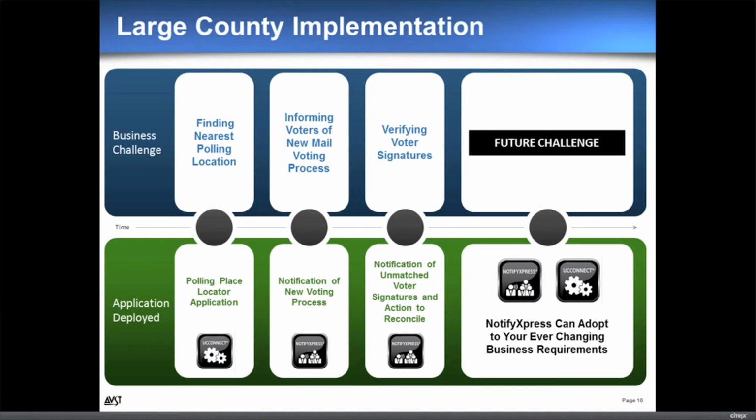Another one was informing voters of a new mail voting process. They needed to get the word out, in addition to mailings and advertisements and things. They wanted to actually call all 100,000 plus voters to give them a message and remind them of a new voting process, and to actually do that by hand, manually would have taken them quite a bit of time.